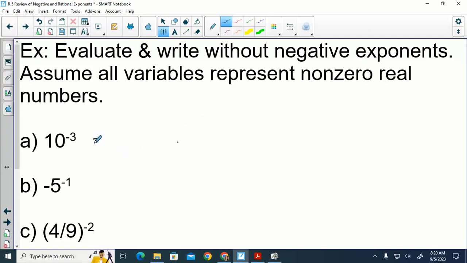So if I said 10 to the negative 3, what does that mean? 10 to the third. Okay, 10 to the third. 1,000. You basically just add a 0 with each power of 10.